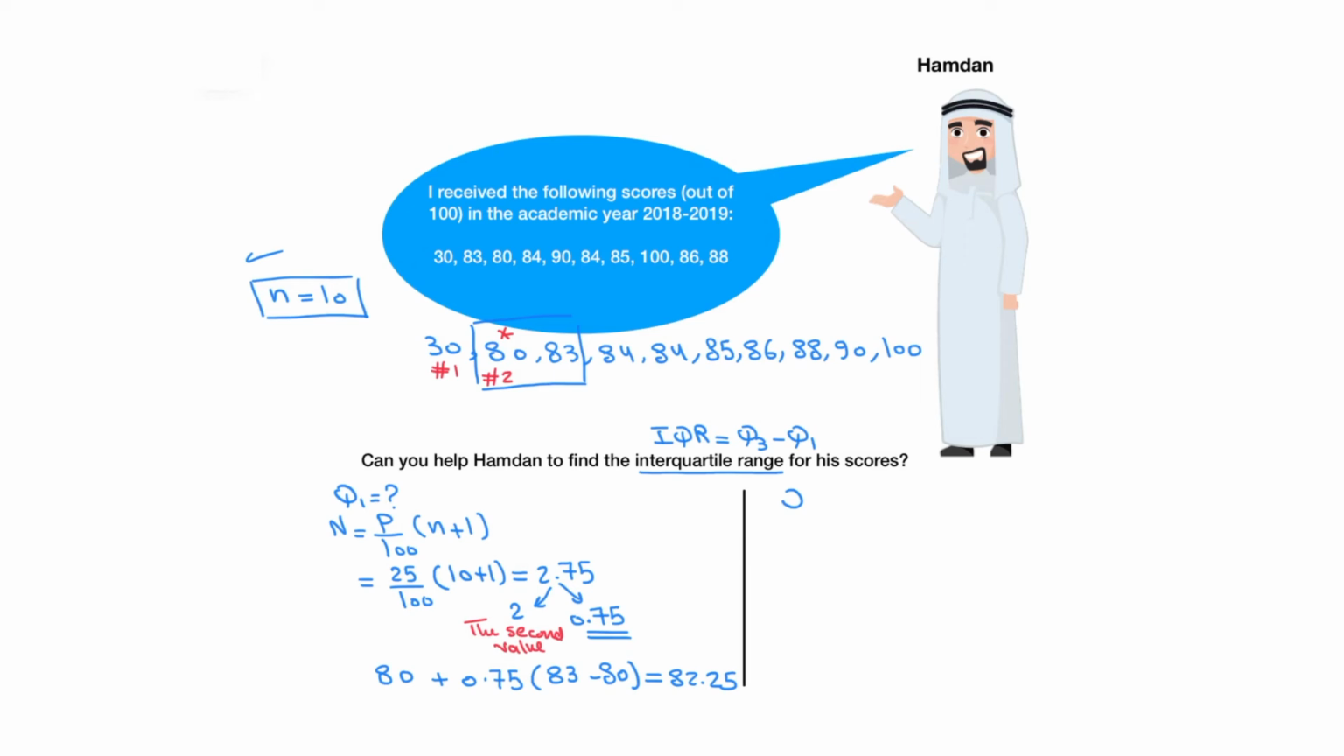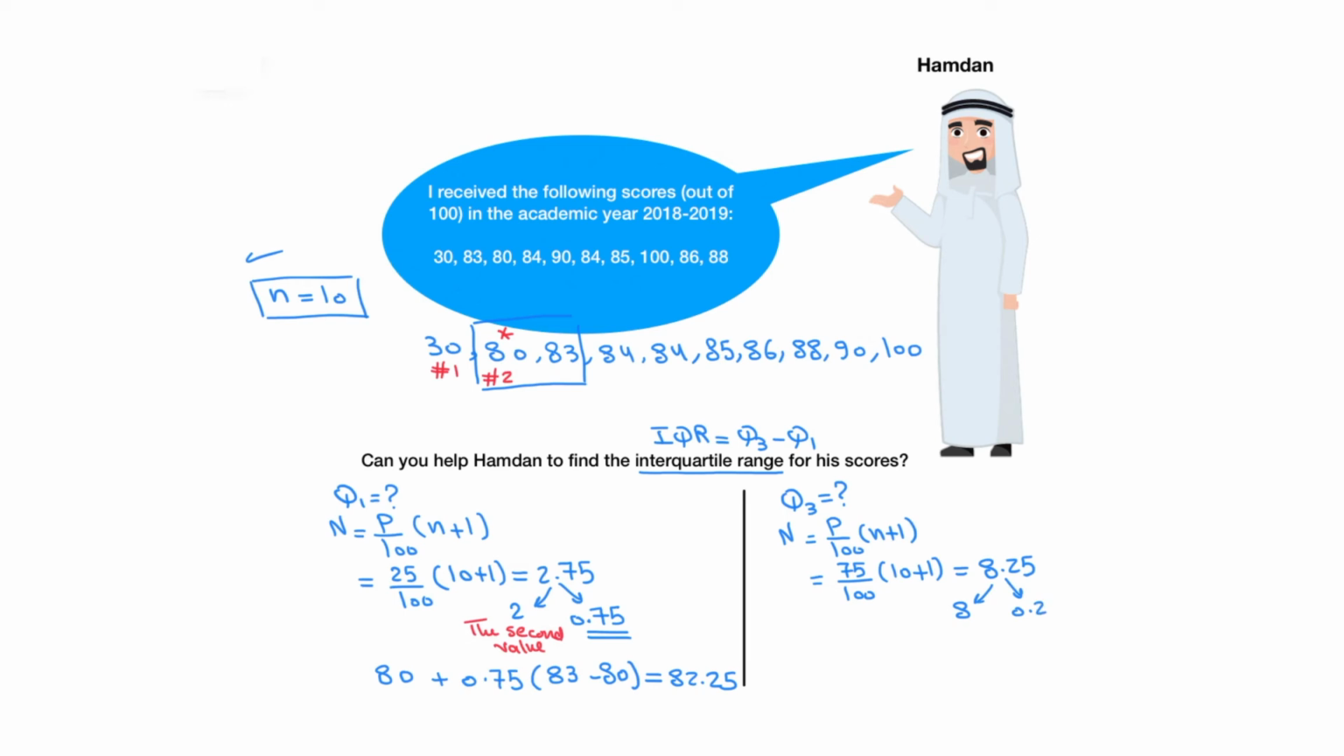Now let's find Q3. We need to apply the formula. As we know, for Q3, P is 75, so we can replace P by 75. And N here is 10. The answer here is 8.25. Now let's split this number into two parts.